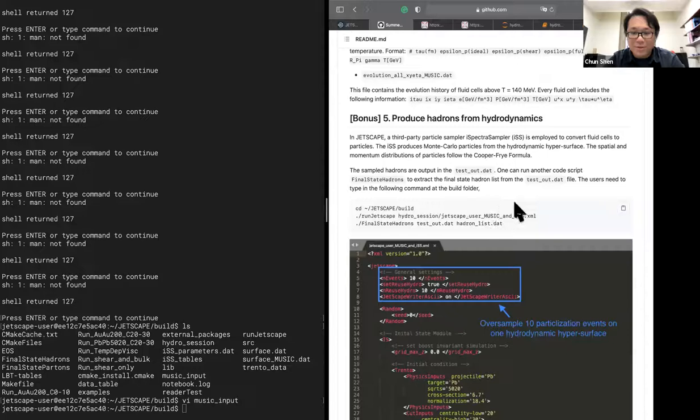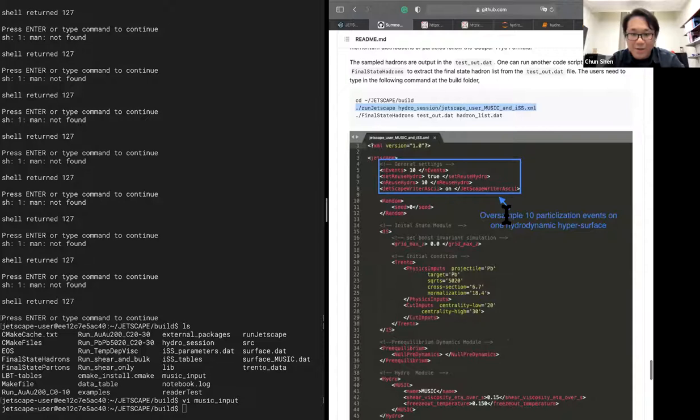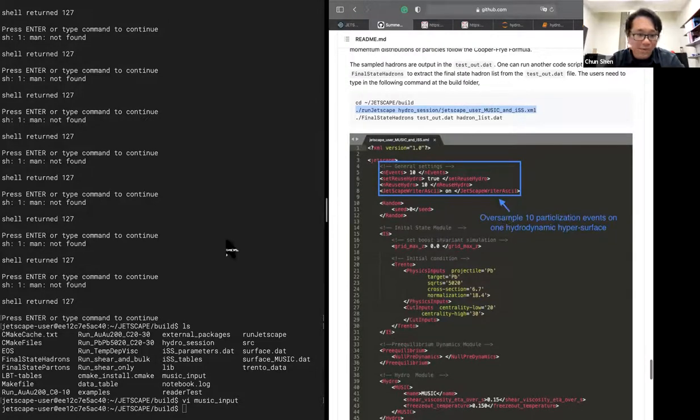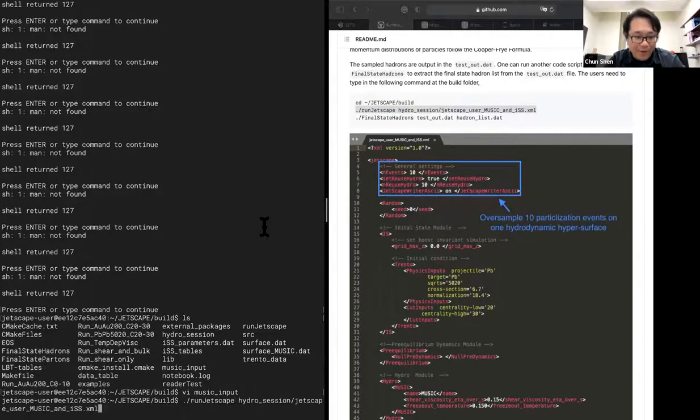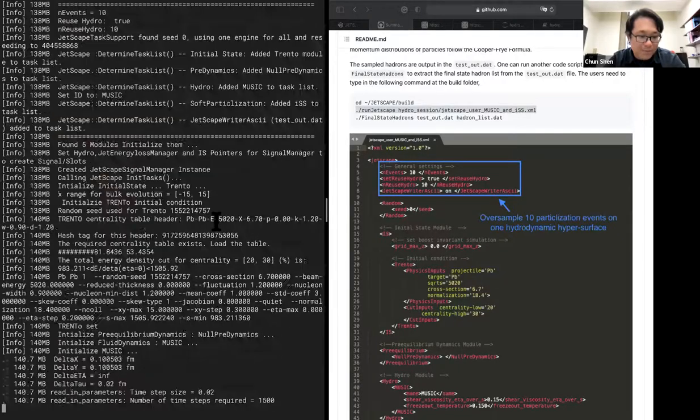In this case, we're not using only the MUSIC modules, but also iSS, which is an open source particle sampler. We will use it to produce particles. So the exercise you can run is to just use this XML script, which has additional things in there. Let me first set up the run in the background, and then we'll go through the XML file together. So I'll just run this script.